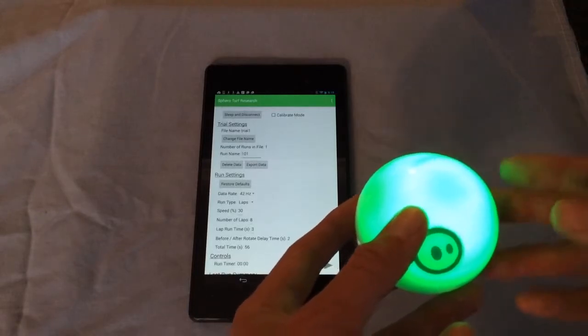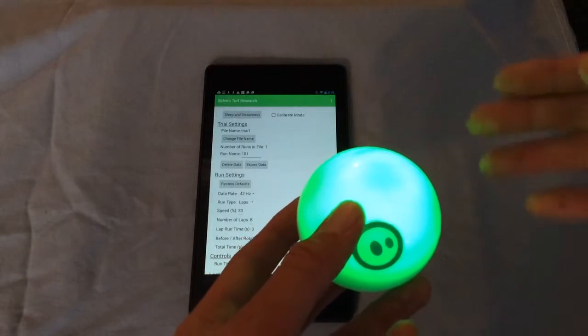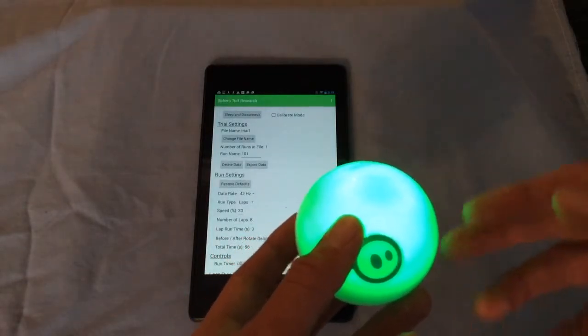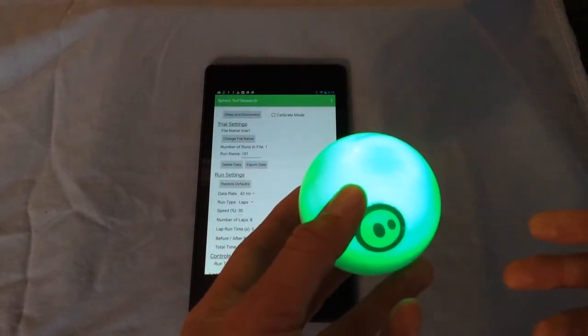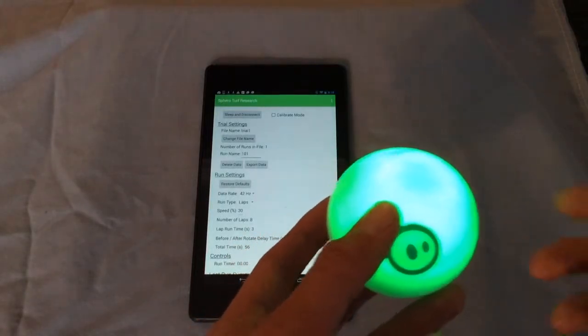If you have more of a positive acceleration, then the ball is constantly having to work to keep itself up to a given speed. If you have a negative acceleration, then the ball is actually trying to slow down, so you actually have a faster surface.